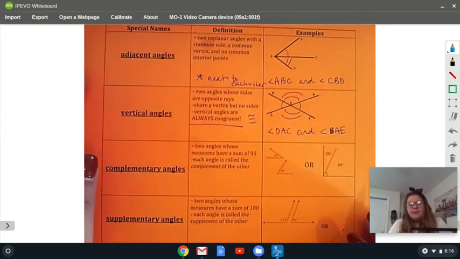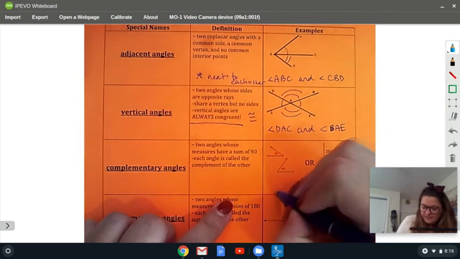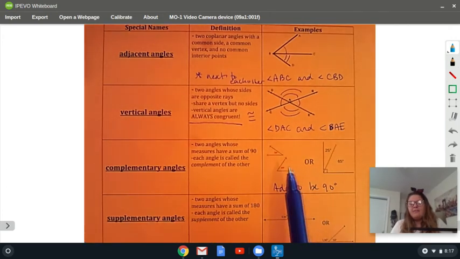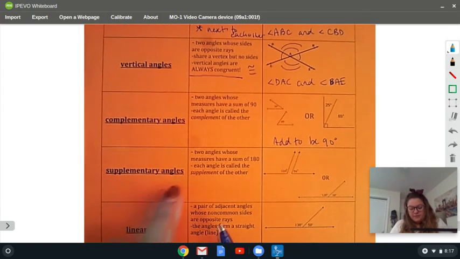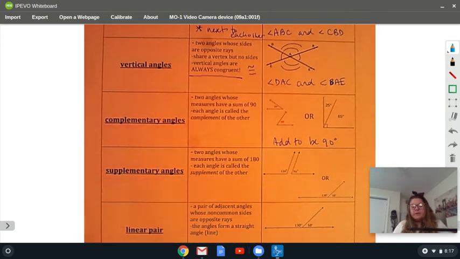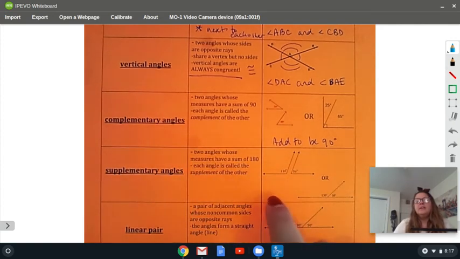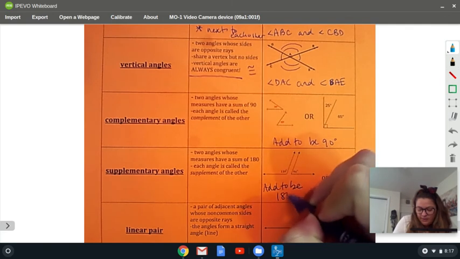Next, we have complementary angles. Those are two angles that add up to be 90 degrees. They don't have to be adjacent, but sometimes they are. Supplementary angles are two angles whose measures have a sum of 180. Each angle is called the supplement of the other. Same with complementary, each is called the complement of the other. They do not have to be adjacent. They can be together or apart, but they always add to be 180.